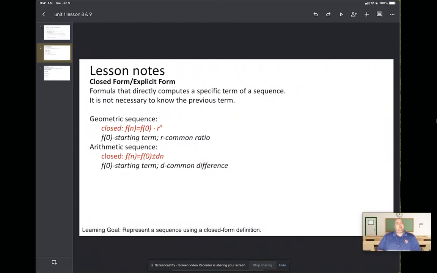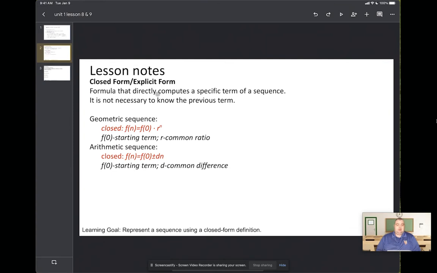We are up to lessons 8 and 9 of Unit 1. This particular video will cover both lessons 8 and 9. And what both of these lessons are about is something called the closed form, also known as the explicit form of a sequence. We've already talked about the recursive form or the recursive definition of a sequence. What the closed form or explicit form is, it's just another way of expressing the values mathematically of a sequence.